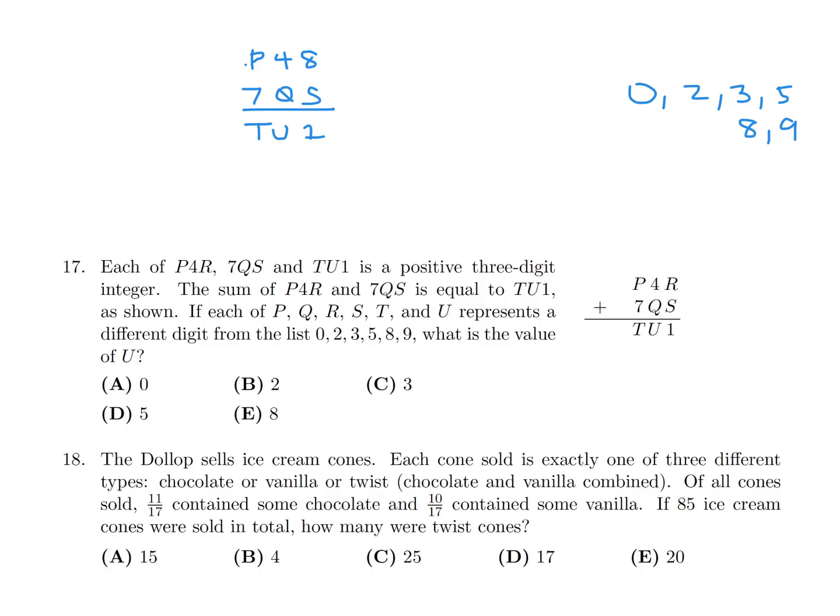Sorry, what did I do here? This is supposed to be an R. I don't know why I put 8 there. Okay, so 1, 2, 3, 4, 5, 6. Okay, I got it. All right, let's see.